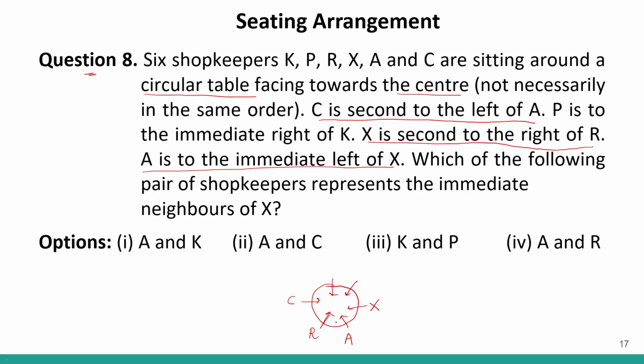Now, we can use the information that P is to the immediate right of K. So, P has to be over here because she is immediate right of K. So, this is my final arrangement. The question asks which pair of shopkeepers represents the immediate neighbors of X. X is over here, so the immediate neighbors will be K and A. And A and K is given in option number 1. Therefore, this will be the correct answer.